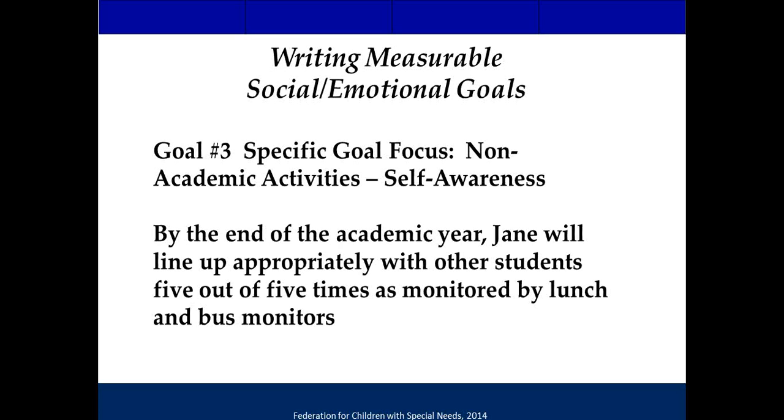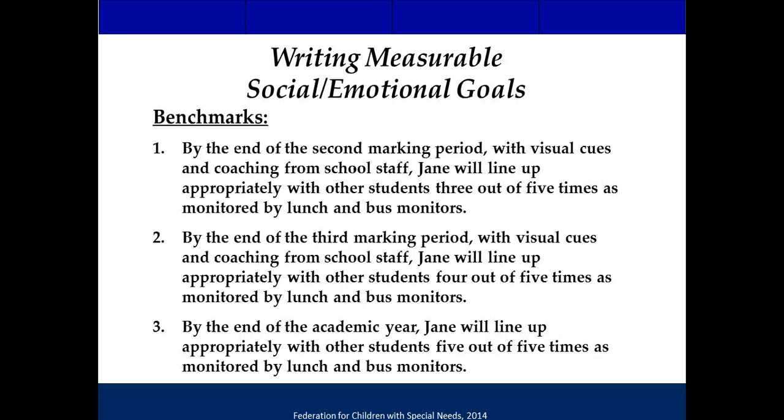So they may have some specific chores for kids on IEPs, and in this case it would be to appropriately and discreetly help Jane with her lining up. And let's look at the benchmarks here. They're going to give visual cues and coaching, and she's going to line up 3 out of 5 times, 4 out of 5 times, and then 5 out of 5 times. And I think that's actually achievable if you're 10.